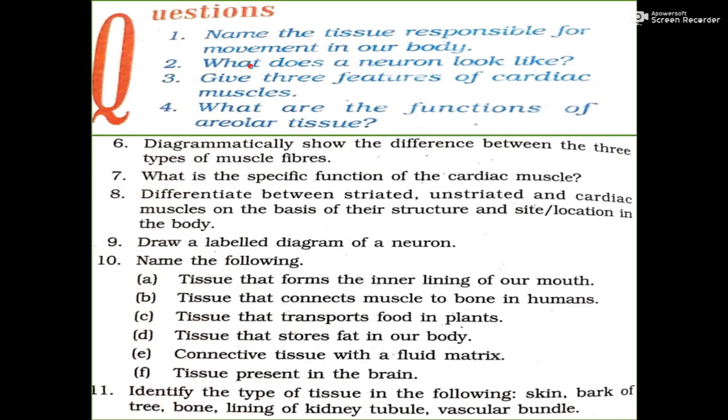Now these are the questions, and all the answers you will get from these slides. I have tried to write down all the answers in the form of notes. Name the tissue responsible for movement in our body. It is muscular tissue. What does a neuron look like? The whole structure of neuron I have provided to you. Give three features of cardiac muscles. We have discussed the difference between the muscles.